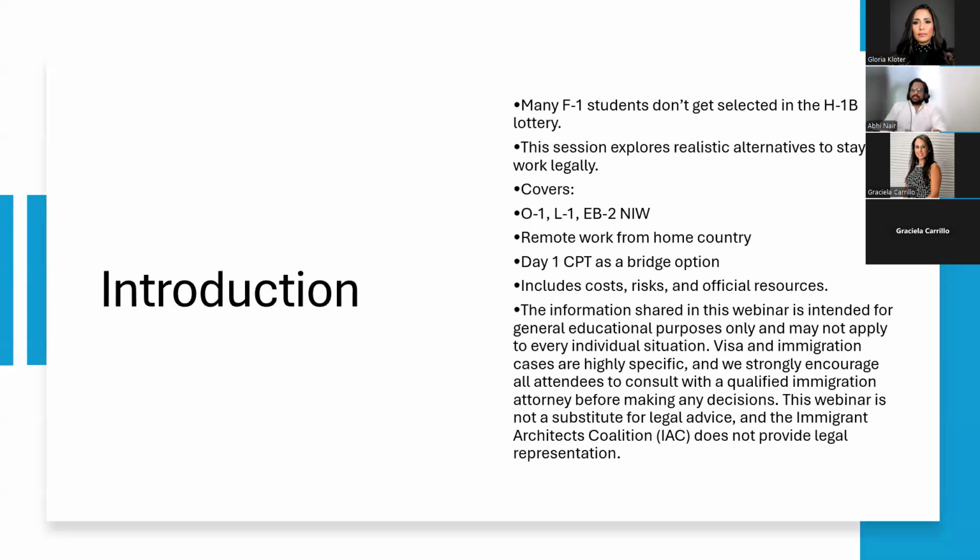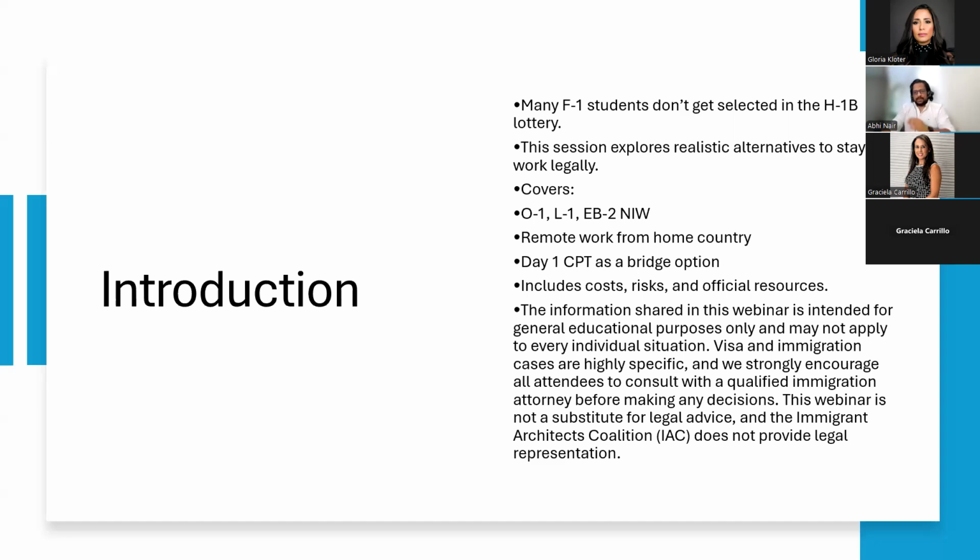So now that we have set the stage, let's talk about why this conversation matters for all of us. Each year, thousands of talented F1 students and early career professionals invest in their education and work experience here in the US, only to hit a wall when the H-1B lottery doesn't go their way. And when that happens, it's not just disappointing, it can feel like everything is on pause. But here's what I have realized through experience and research, that there are alternatives, options that allow us to keep moving forward professionally, legally, and strategically.